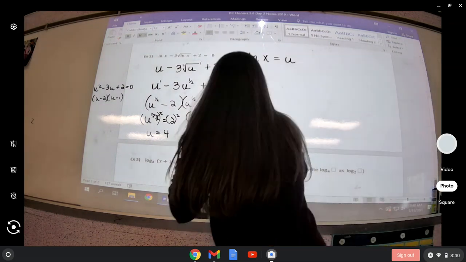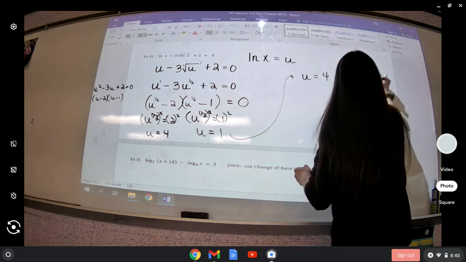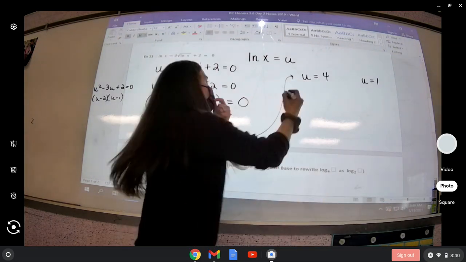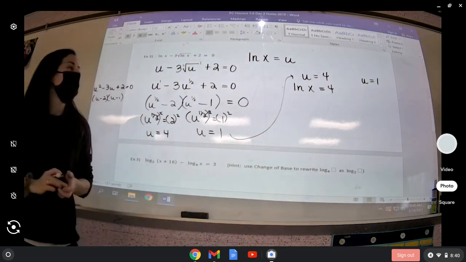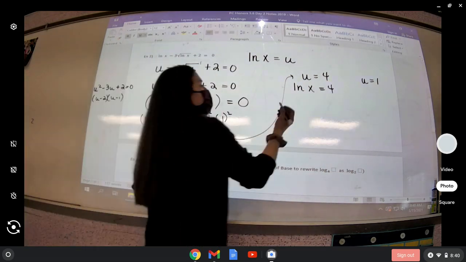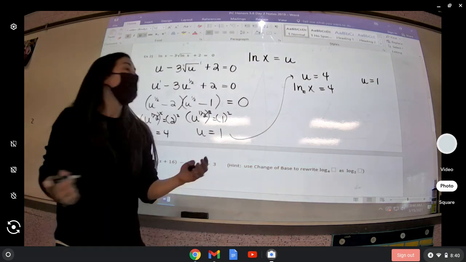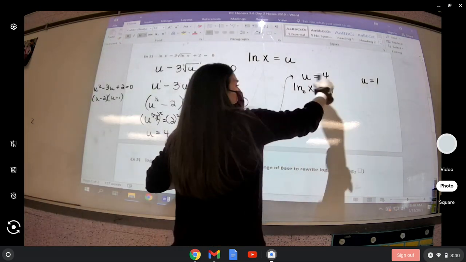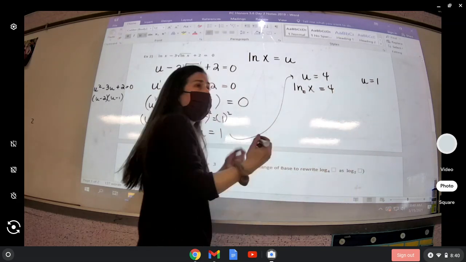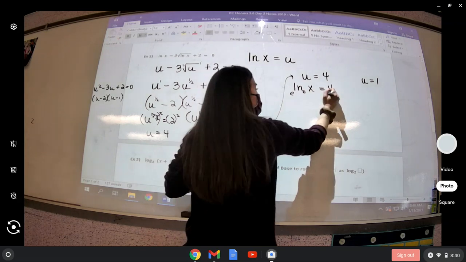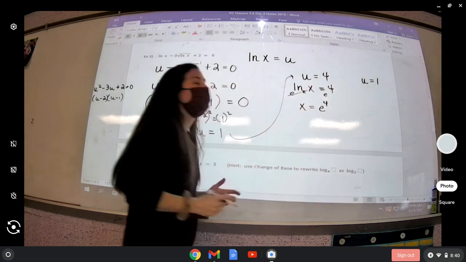All right, so let me come up here. So if u equals 4 and u equals 1, well, really, that's the natural log of x equals 4. All right, and then two things. If you want to solve this, it's written as a logarithm with base e. Use your log loop to rewrite it in exponential form. E to that power equals that answer, or you could raise both sides to a base of e, and you get x equals e to the 4th.